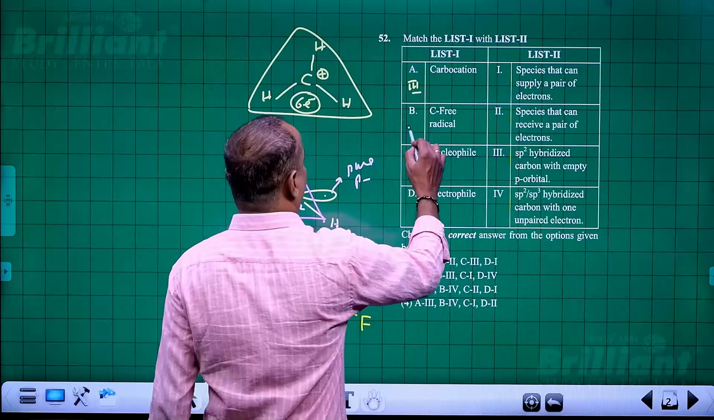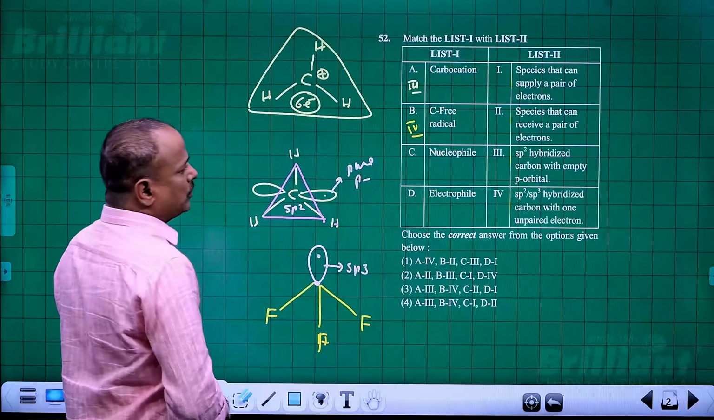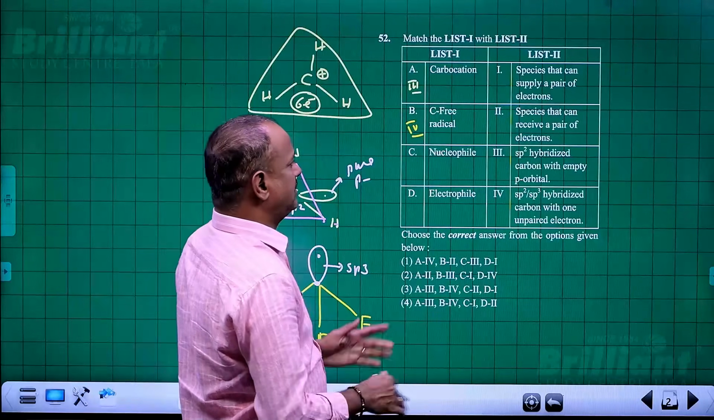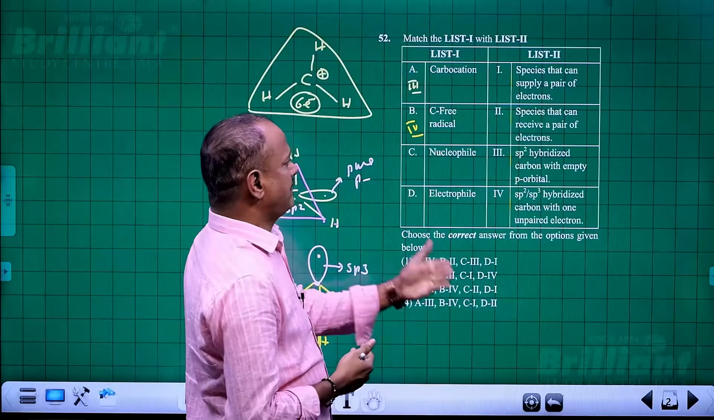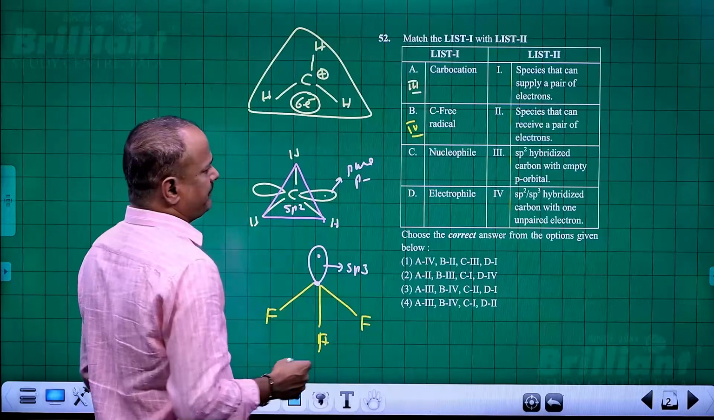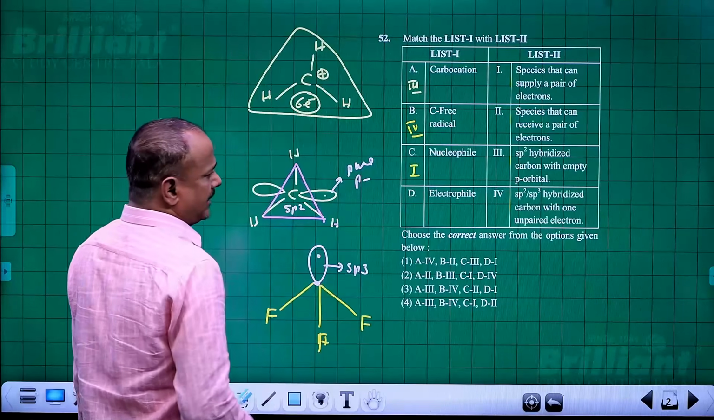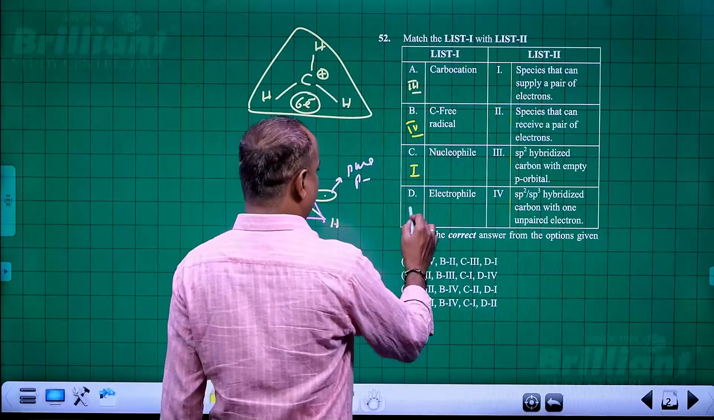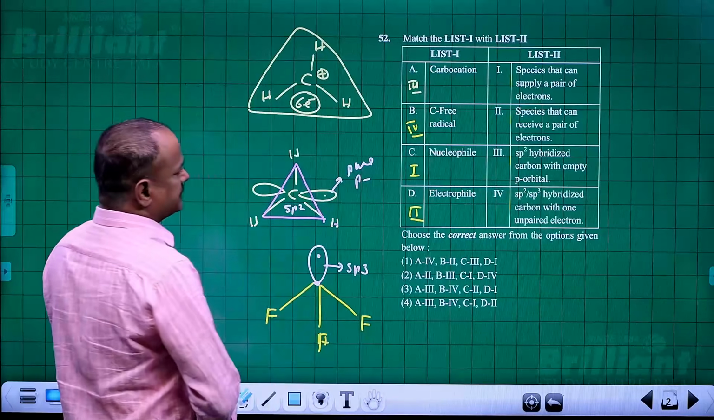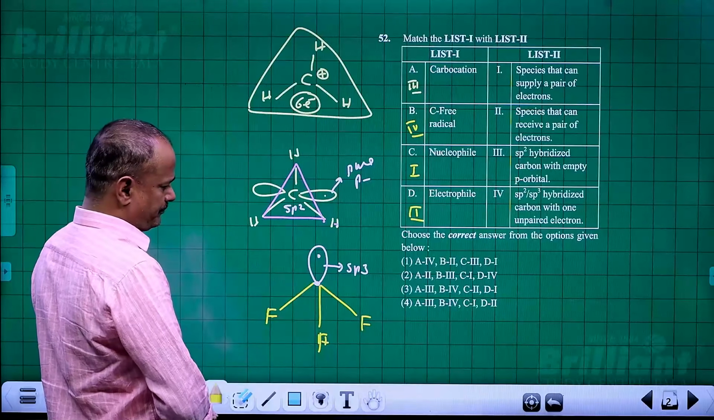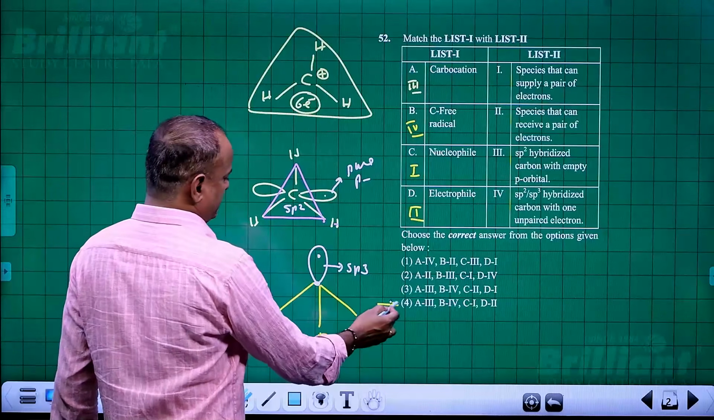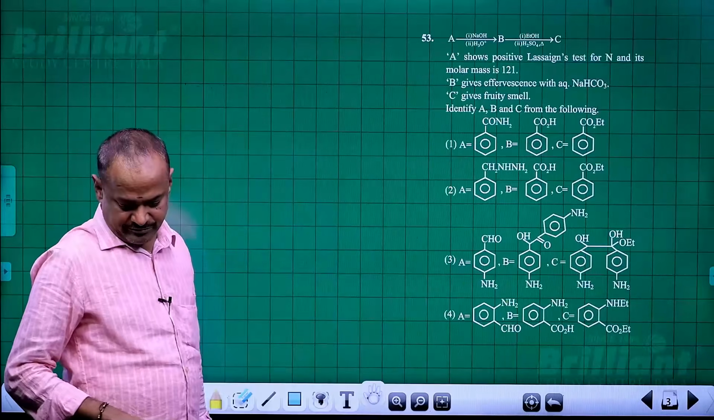So, 4. Nucleophile, electrophile, just opposite to nucleophile: supply, electrophile: acceptor. So, supply means 1, electrophile acceptor receive 2. So, 3, 4, 1, 2. Option 4.